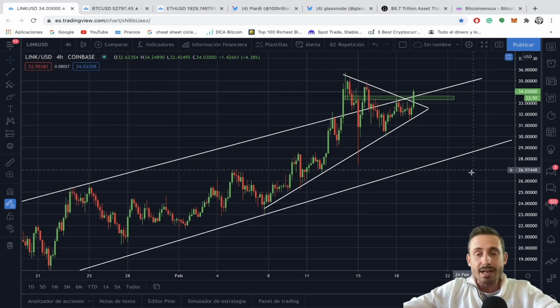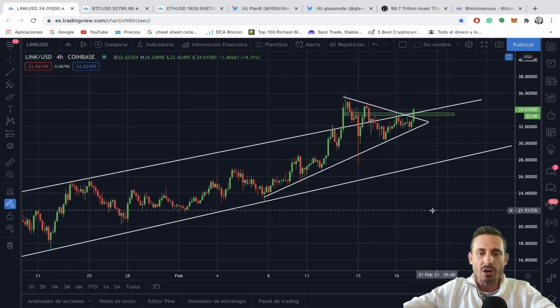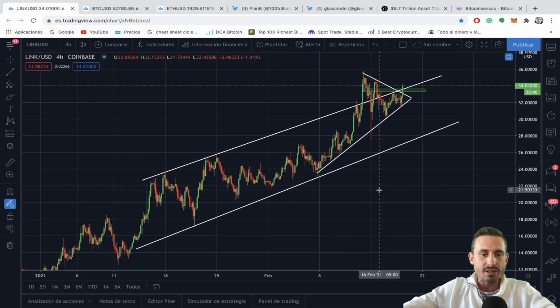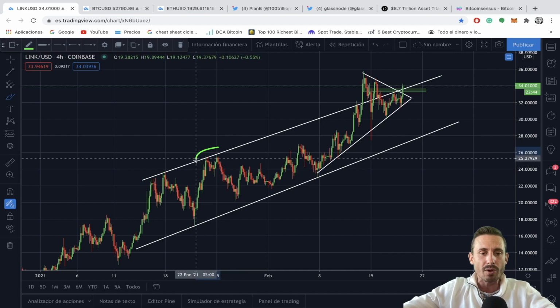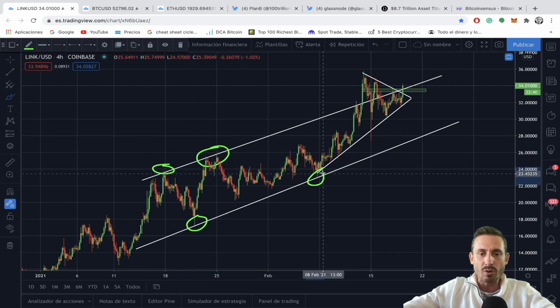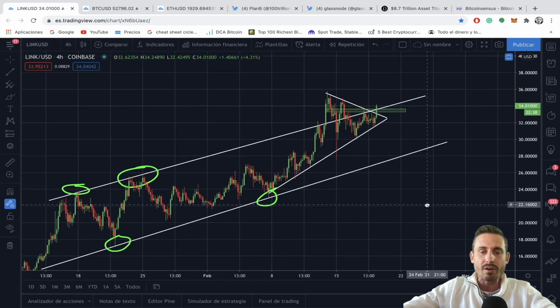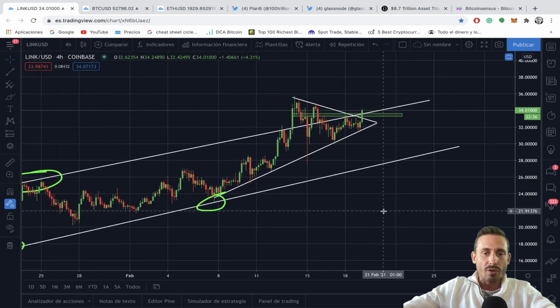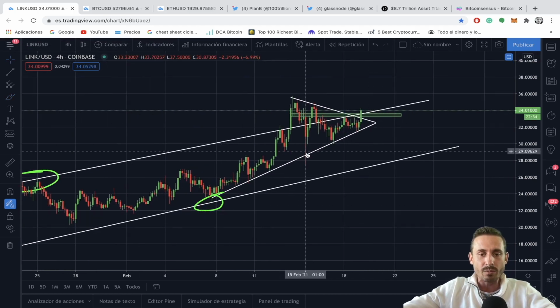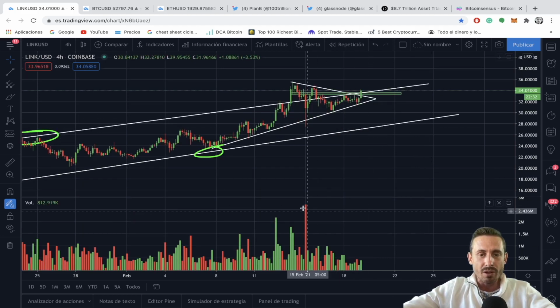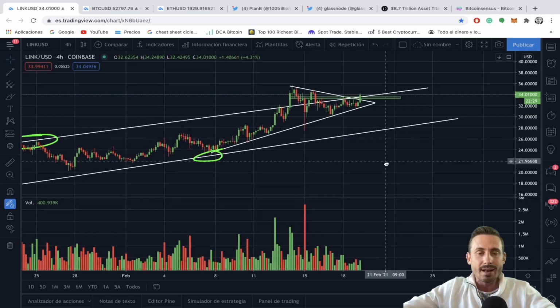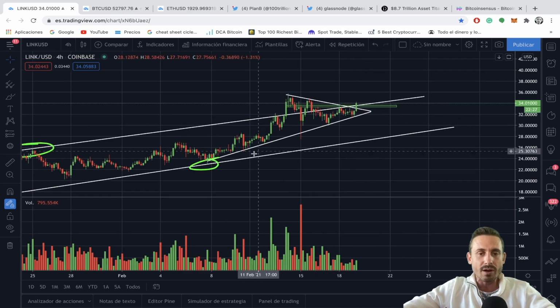Taking a look at the Link US dollar pair on the 4-hourly chart, we can see that we created this uptrend channel with multiple points as resistance and multiple points as support. We did manage to break out of this channel, as you can see here on the chart, but we came straight back in with this huge red candle with a huge amount of volume. Also, now we created this symmetrical triangle and we are breaking out of this symmetrical triangle.